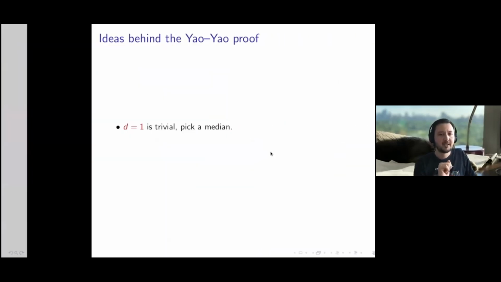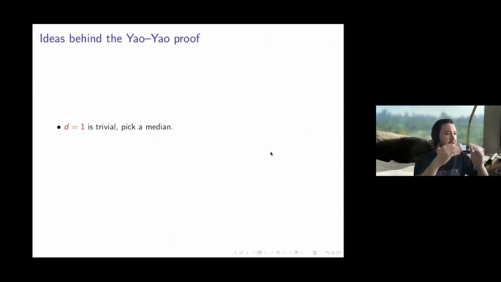And their proof, let me give you the idea behind the proof of this Yao-Yao partition theorem, is we do this by induction on d. So for d equals 1, this is trivial. We just pick a median of the measure on the line. And that median is our center.